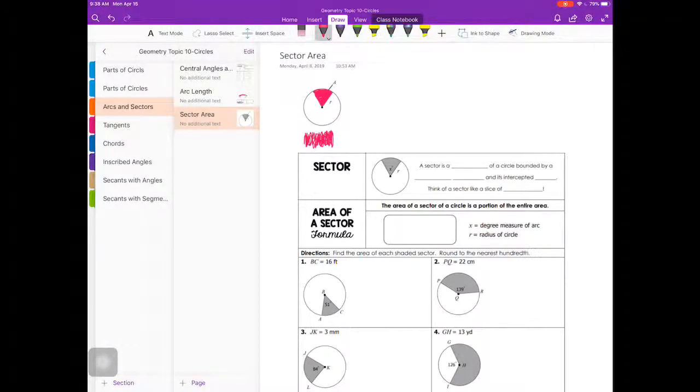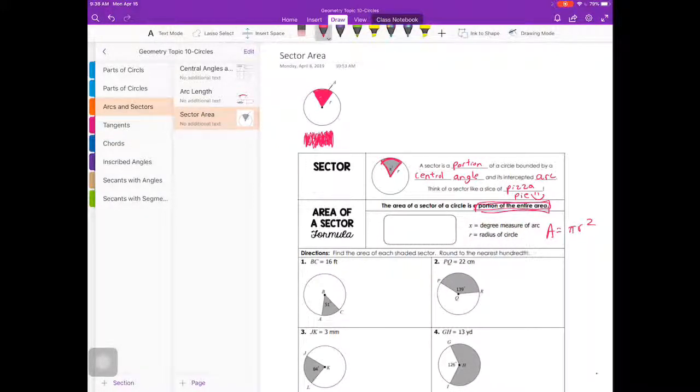piece of pizza is. So a sector is a portion of a circle bounded by a central angle and its intercepted arc. So there's our central angle and there's our arc. A sector is like a slice of pizza or a slice of pie. The area is a portion of the entire area of a circle. So if you'll remember, area is pi r squared.